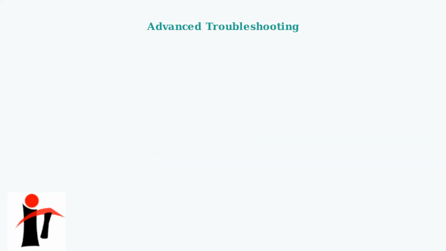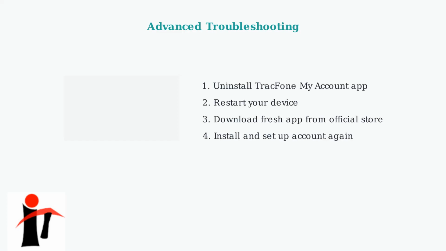When basic troubleshooting steps don't resolve your TracFone My Account app issues, it's time to try more advanced solutions. These methods address deeper system conflicts and compatibility problems. The most effective advanced fix is to completely uninstall and reinstall the My Account app. This removes corrupted data, resets app permissions, and ensures you have the latest version with all necessary files.